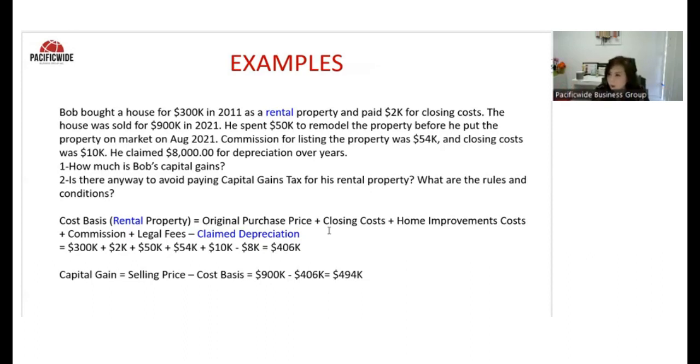If he doesn't do a 1031 exchange, he has to pay capital gains tax on this $494,000 because this is his capital gains. With a 1031 exchange, he can delay. And remember, he has 45 days to be in contract for the next purchase, and it has to be real estate. Okay, that's it. I hope you get that so far.